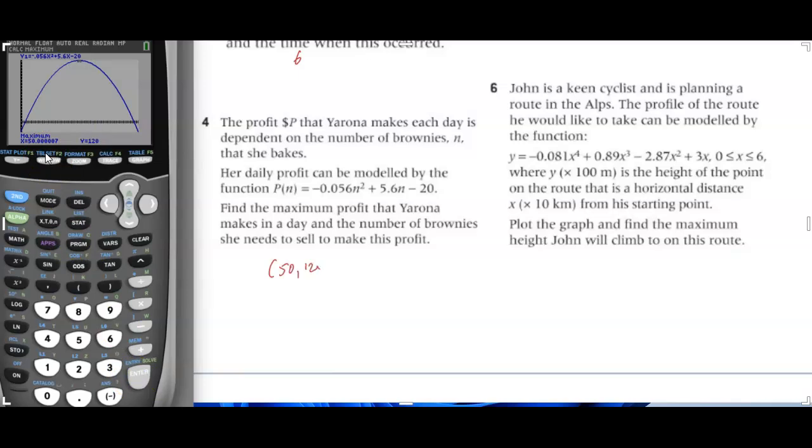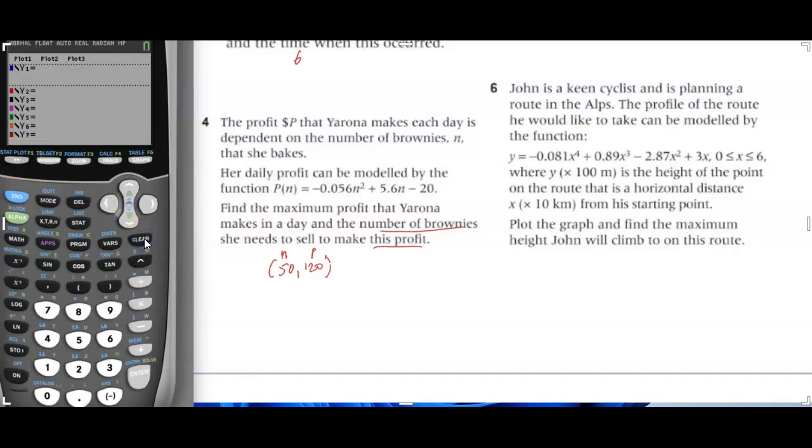50, 120. 150 is number of brownies, 120 is the profit. And they want to know both. They want to know the number of brownies and the profit. Okay? All right. That wasn't too bad, right? That was a business one, typical of a business one.